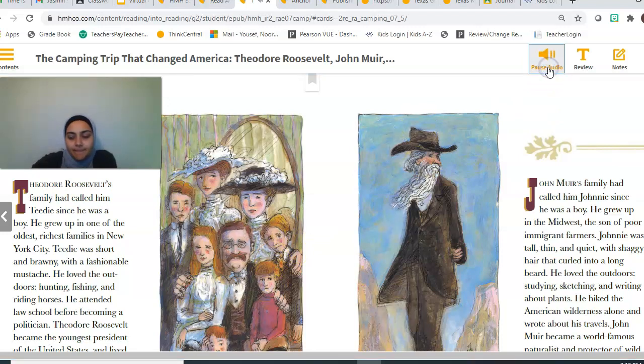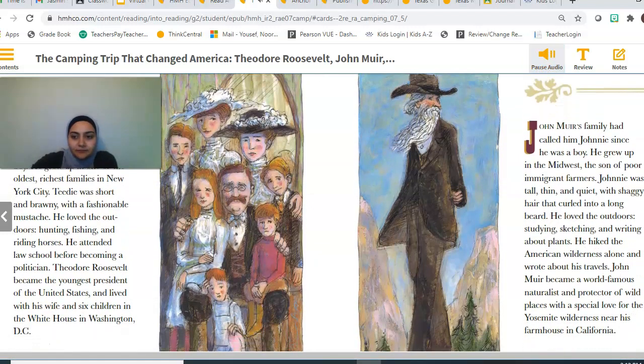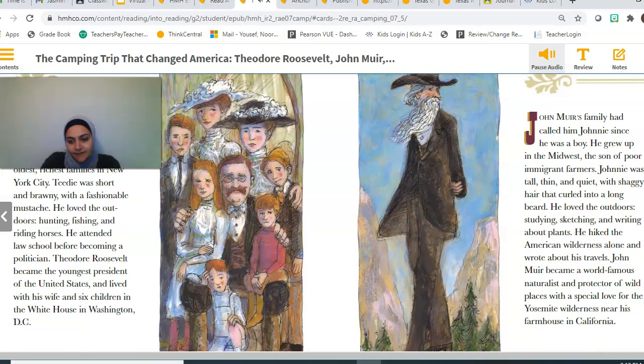All right. John Muir's family had called him Johnny since he was a boy. He grew up in the Midwest, the son of poor immigrant farmers. Johnny was tall, thin, and quiet, with shaggy hair that curled into a long beard. He loved the outdoors, studying, sketching, and writing about plants. He hiked the American wilderness alone and wrote about his travels. John Muir became a world-famous naturalist and protector of wild places with a special love for the Yosemite wilderness near his farmhouse in California.